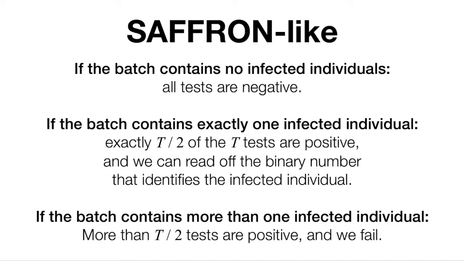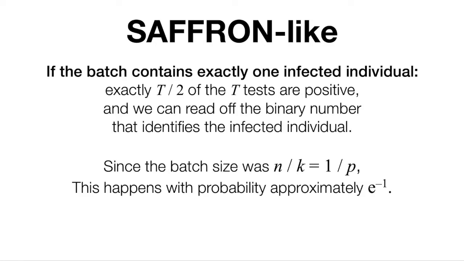If the batch contains more than 1 infected individual, then more than t over 2 tests are positive, and we'll fail to locate which one it is under this strategy. This strategy can't manage to work out which infected individuals it is if there's more than 1. So it's this middle case that's the good one, right? The exactly 1 infected individual case, because that's when we find ourselves an infected individual, and so that's giving us a chance of a good ETI, because we're finding an infected individual.